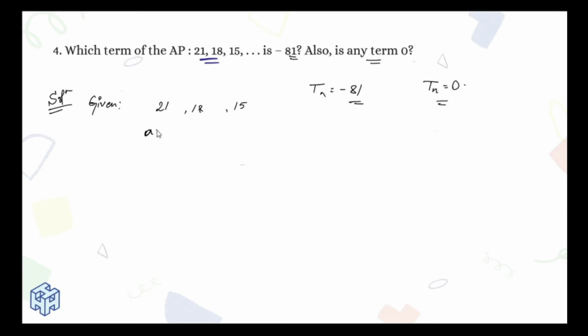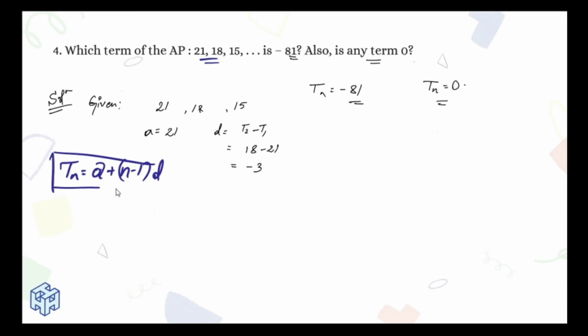So again, A is equal to 21 here, right? And then the common difference, that is T2 minus T1, which is equal to 18 minus 21, which is equal to minus 3. Right, now let us write our formula first, that is Tn is equal to a plus n minus 1 into d, right? So this is our formula. Now let us substitute the values which we have into this formula.